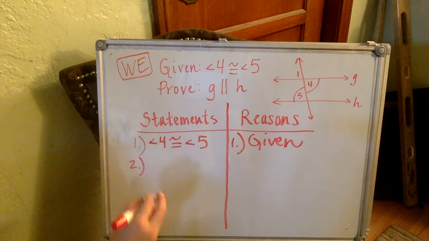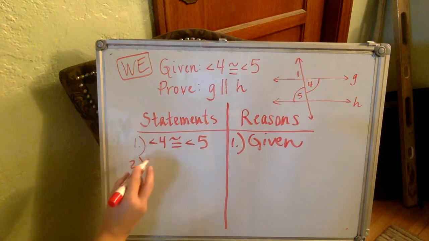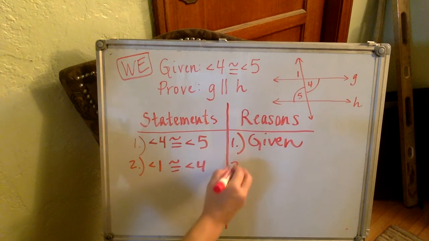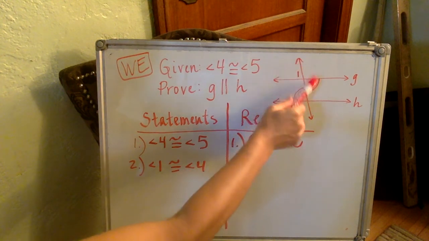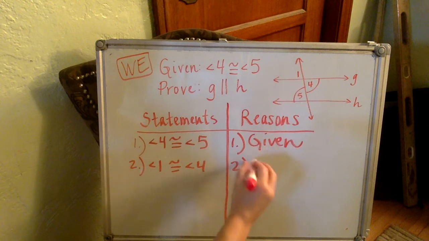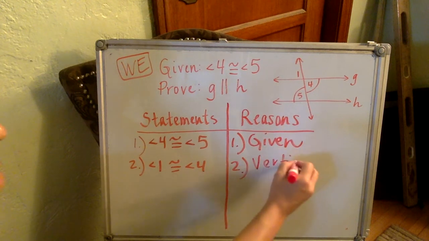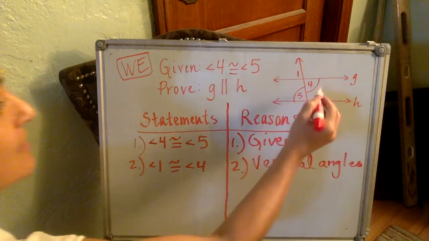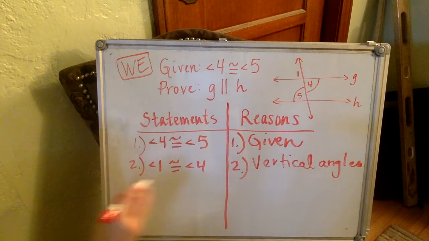Okay, next, another angle relationship we can confirm here is that angle 1 and angle 4 are the same. Okay, now look at their placement. How were we able to make that conclusion? Because they're vertical angles, and vertical angles are always the same. Angles that are opposite each other when two lines cross, they're always the same. Okay? All right, step 3.